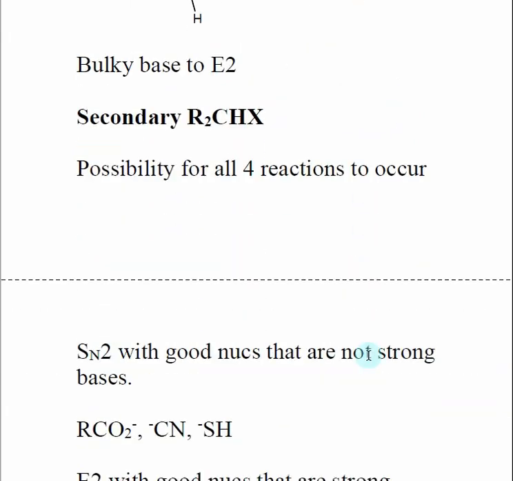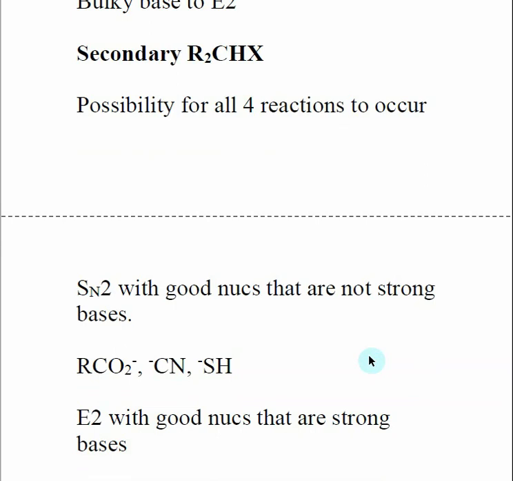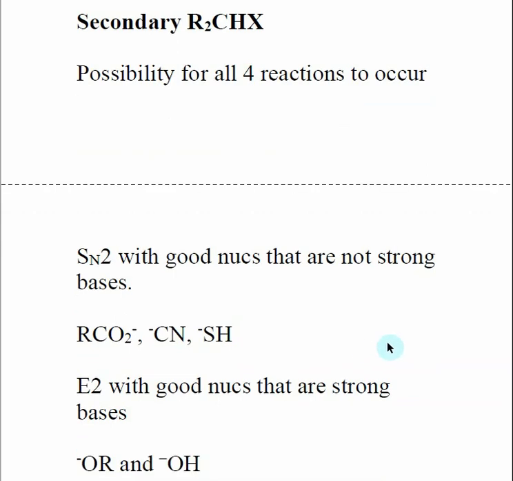Okay, secondary leaving groups are by far the toughest. The reason why is they're kind of in the middle in terms of sterics. They are not really sterically hindered, and they're not, you know, less steric hindrance. So the idea is there's the possibility of all four reactions occurring depending on what type of nucleophile I have.